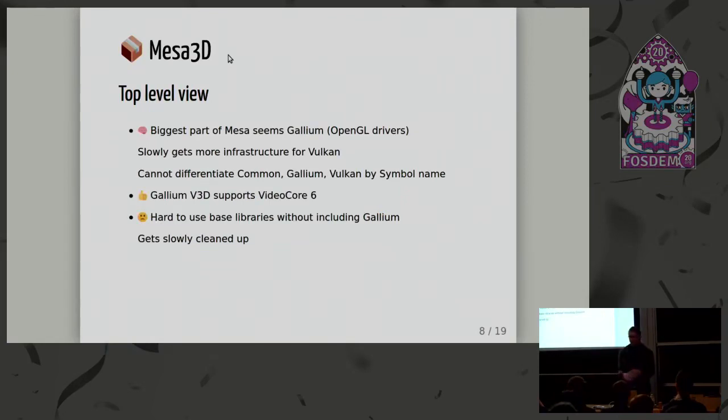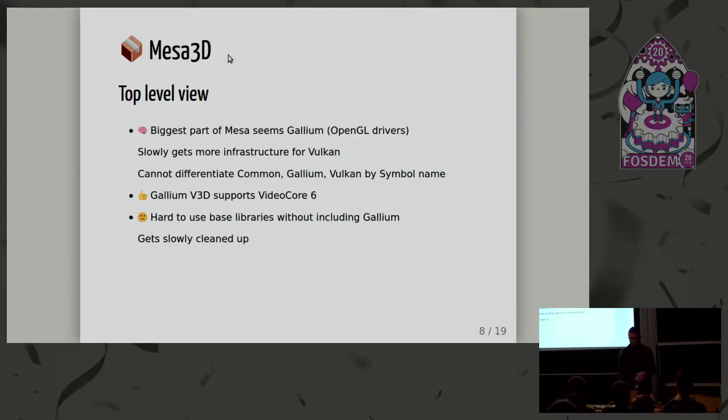I think, and I can be wrong, the biggest part of Mesa seems to be Gallium, which is basically the OpenGL driver or variants. I don't know how to describe that. There is a bit of infrastructure for Vulkan. It's not nearly as much as for Gallium. Might be intentional, I don't know. The big problem is you cannot really differentiate currently between common and Gallium and Vulkan, because the code feels like it grew hysterically. So basically that means a lot of common uses Gallium. So it's really hard to write your Vulkan code without putting Gallium in it. So I think there is some cleanup on the way currently, but currently it's not really clean.